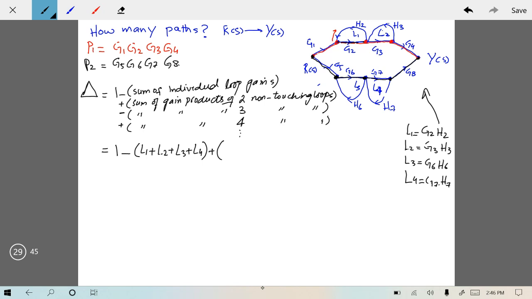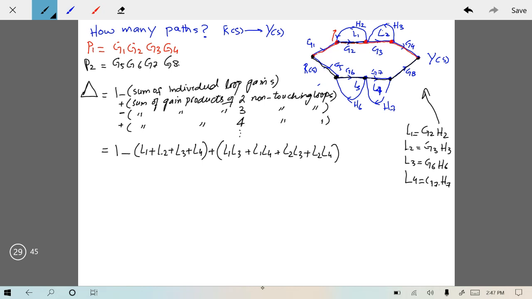However, L1 and L3 are touching or non-touching? L1 and L3 are non-touching loops. L1 and L4 are non-touching loops. Similarly, L2 and L3 are non-touching loops. L2 and L4 are non-touching loops. So how many non-touching loop pairs are there? L1 and L3, L1 and L4, L2 and L3, and L2 and L4 are non-touching loops.